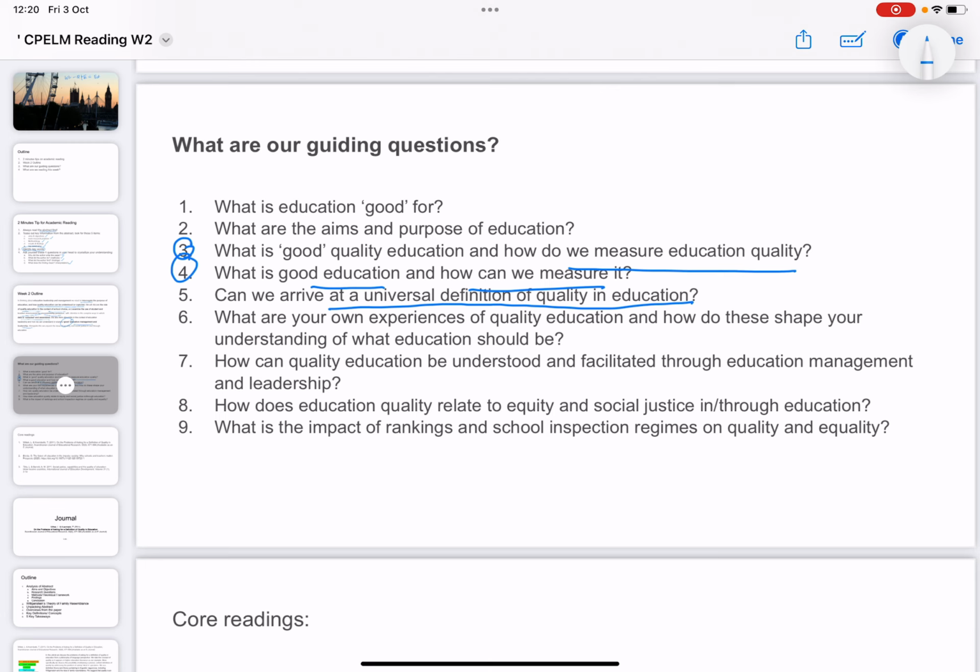What are your own experiences of quality education, and how do these shape your understanding of what education should be? How can quality education be understood and facilitated through education management and leadership? How does education quality relate to equity and social justice in and through education? And what is the impact of rankings and school inspection regimes on quality and equality?